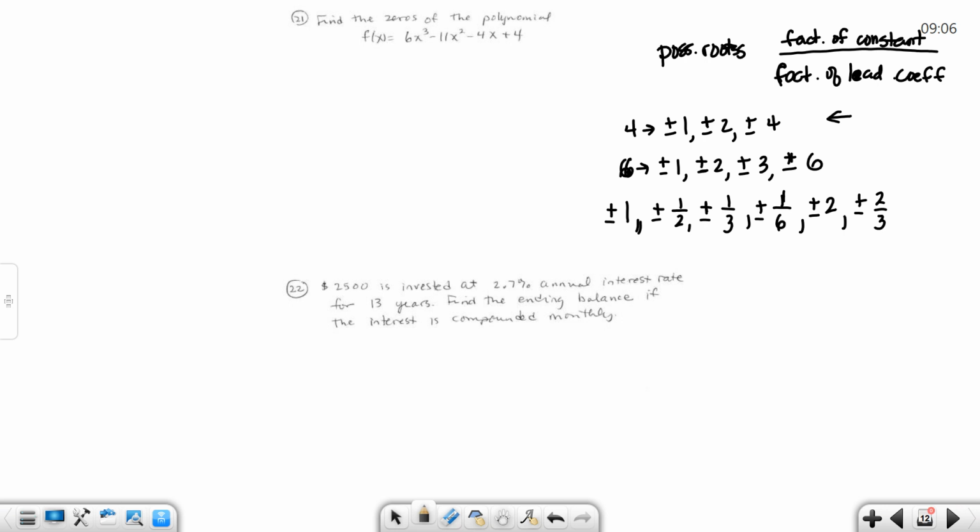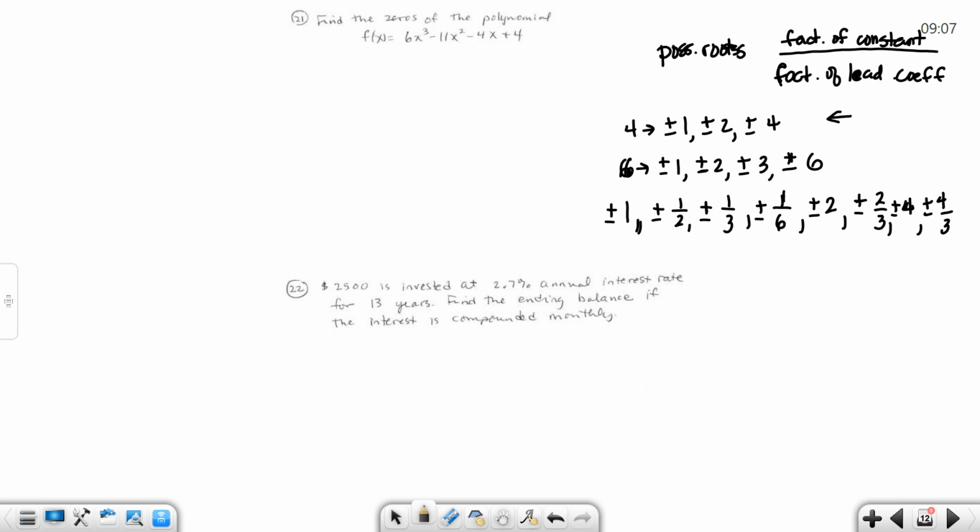Then we do the same thing with the 4. So we have plus or minus 4 over 1, and we don't already have it, so we're going to write it. Then plus or minus 4 over 2, but that simplifies to 2, and we already have it. And then plus or minus 4 over 3. We don't already have it written down, so we use it.